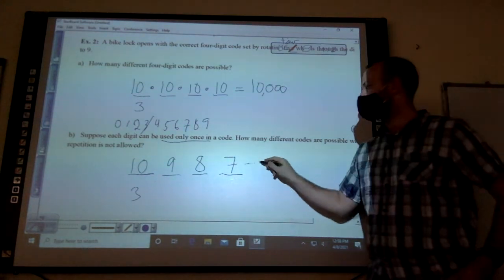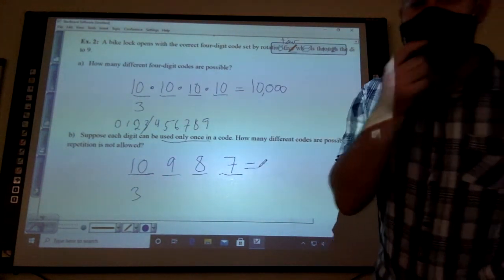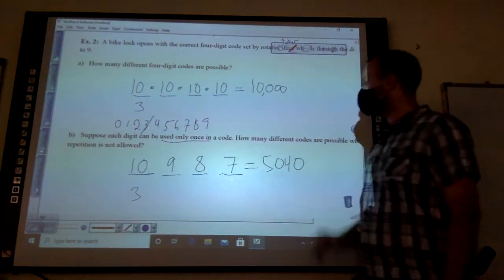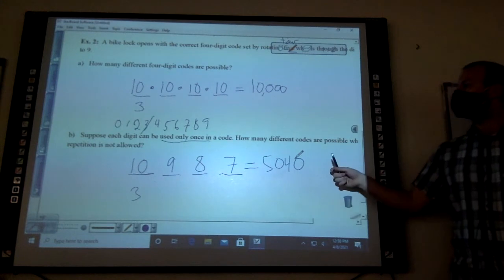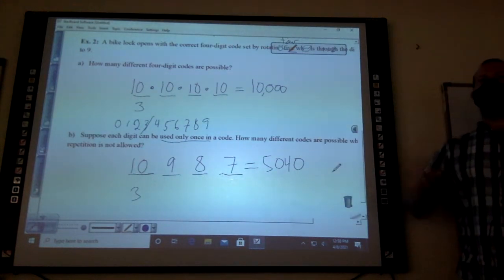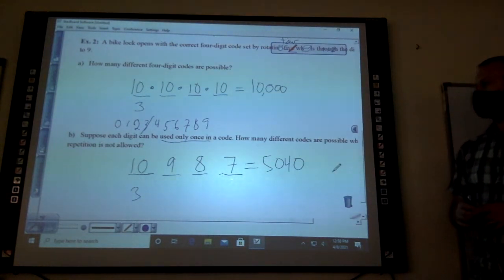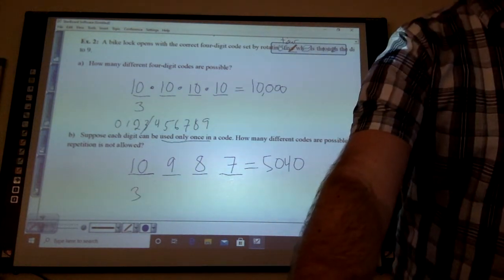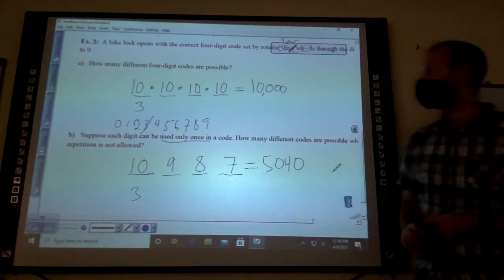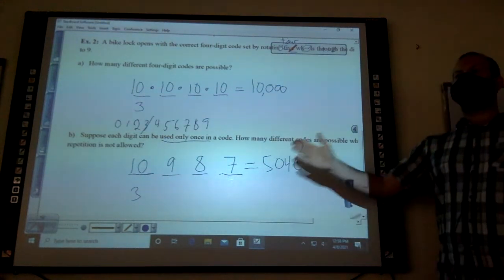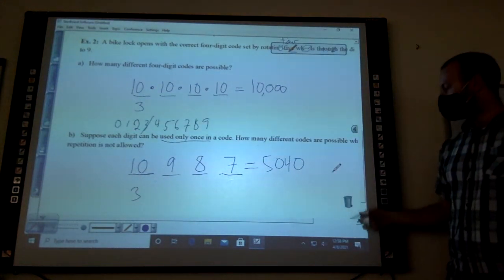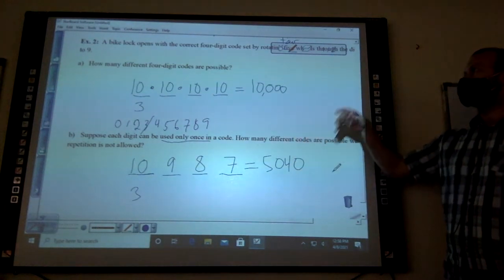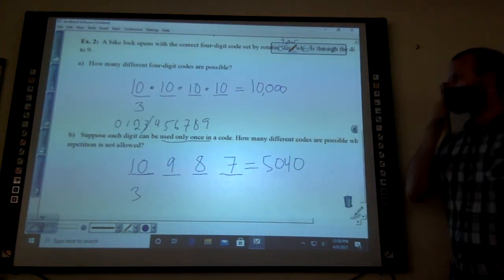Oh, I need to actually answer this first. So if I multiply these together, we get 5,040. So this is the total number of options if I'm restricted on what numbers I can pick. So that's some examples of how we use the fundamental counting principle. It's how many options for this times how many options for this times how many options for this.